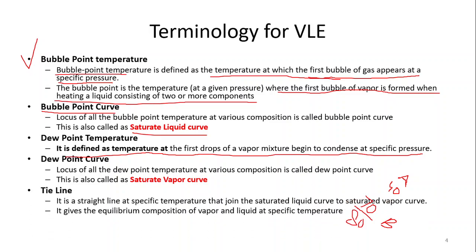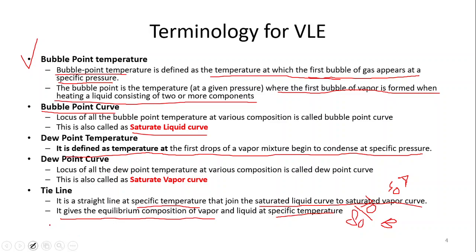Now the next one is a tie line. Tie line is also an important thing. It is a straight line at a specific constant temperature that joins the saturated liquid curve to the saturated vapor curve. In the next slide I will give you the pictorial representation of all these things. What is the significance of this tie line? Basically, a tie line gives the equilibrium composition of vapor and liquid at a specific temperature. So with the help of a tie line, we can find out the different compositions at a specific temperature.